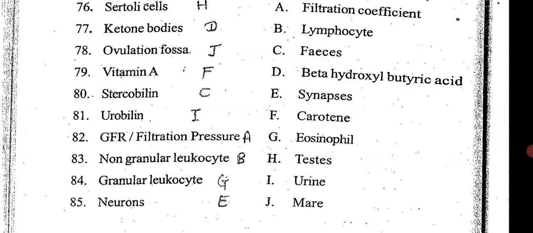Stercobilin is in feces. Feces has stercobilin. Vitamin A, carotene. Urobilin is in urine. Urine has urobilin, and feces has stercobilin. Both bilins are the product of breakdown of bile. Urobilin is the product of bile in urine, and stercobilin is in feces.